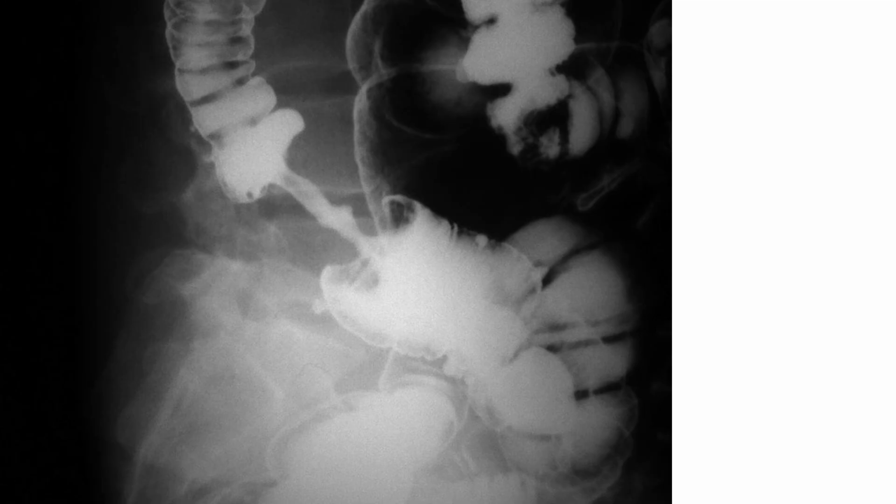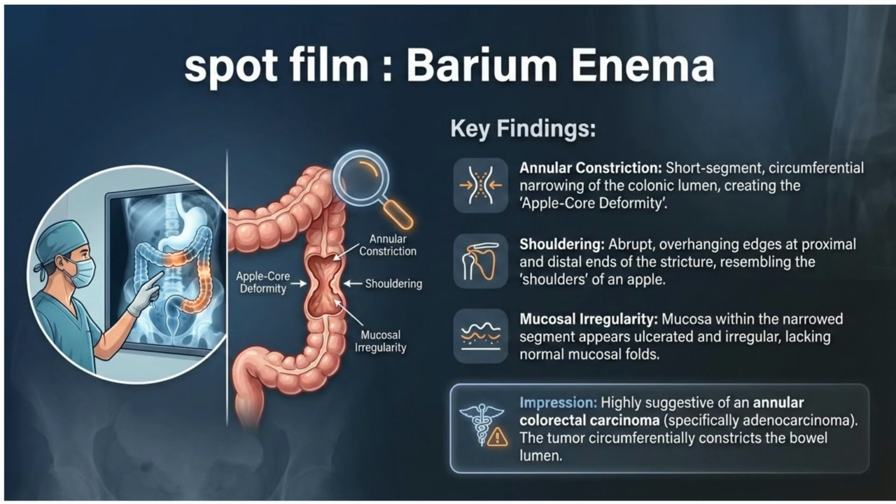This is a spot film from a barium enema study, showing an area of narrowed colon. Key findings from this barium enema spot film include annular constriction, creating the apple core deformity, shouldering, and mucosal irregularity. This is highly suggestive of annular colorectal carcinoma.